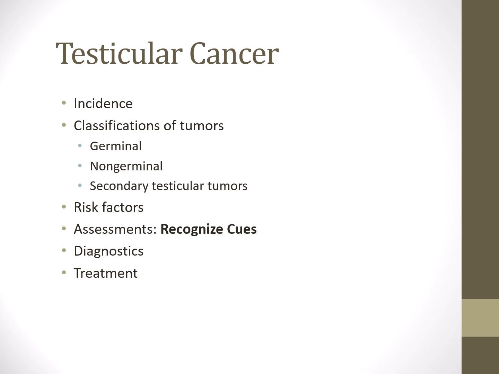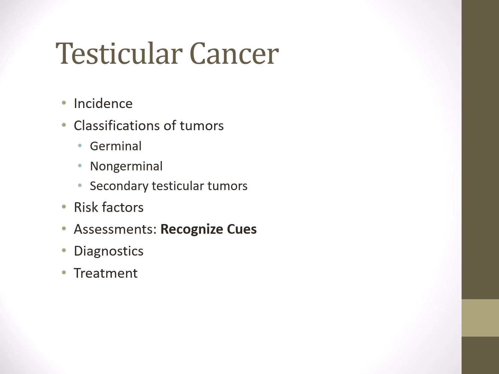Tumors are classified. They are either germinal or non-germinal. Germinal tumors develop from sperm-producing cells of the testes, while non-germinal tumors develop from the hormone-producing tissues of the testicles. They rarely spread beyond the testicles. A small tumor metastasizes and tends to be resistant to chemo and radiation.